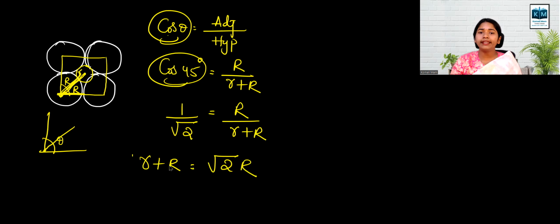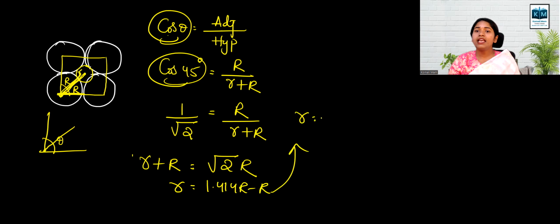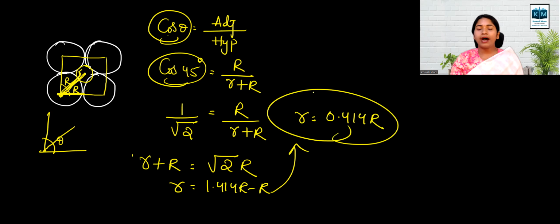Then how can you do it now? Root 2 value is 1.414 R; if it comes this side, 1.414 R minus R, then it will be 0.414 R. So your answer is that the radius of that small void is 0.414 times that of the capital R. Is it clear? Shall I go to the next question, students? See the next question.